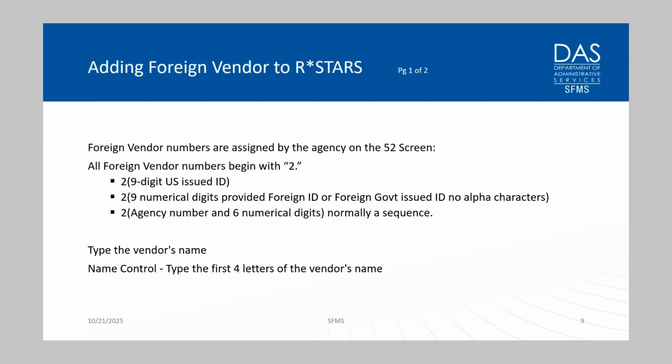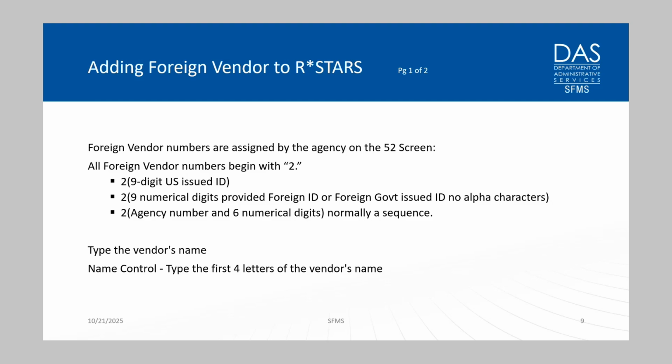Adding a foreign vendor to RStars. Foreign vendor numbers are assigned on the 52 screen. Shocker there. And all foreign vendors start with a 2. That's how we know just by a quick glance that they are foreign vendors.